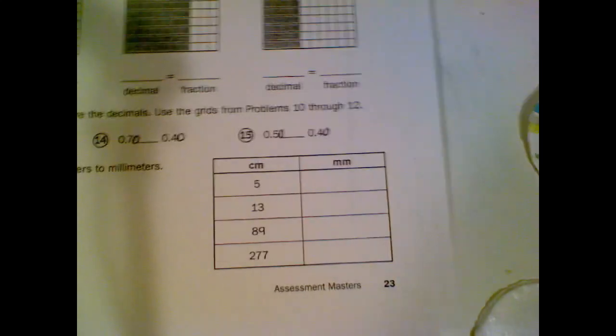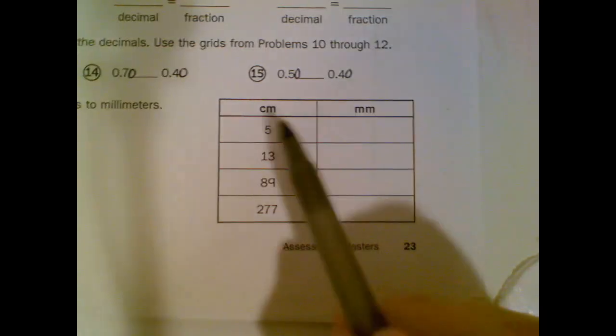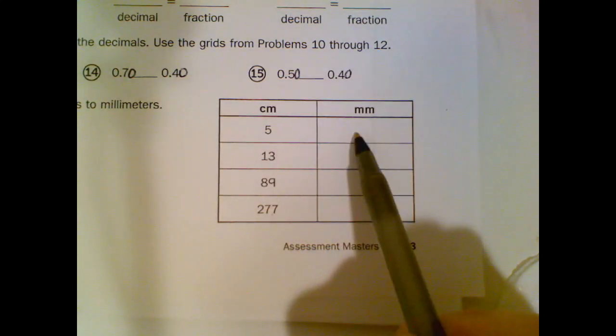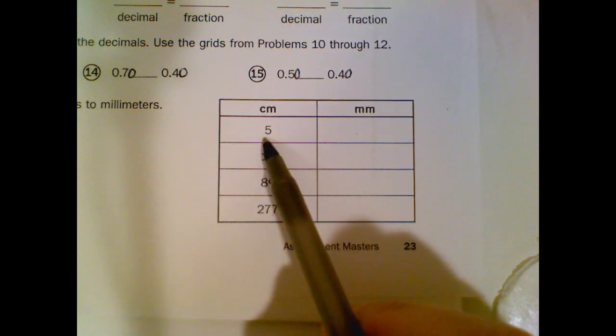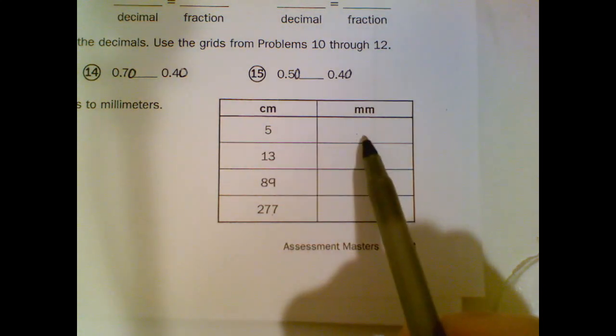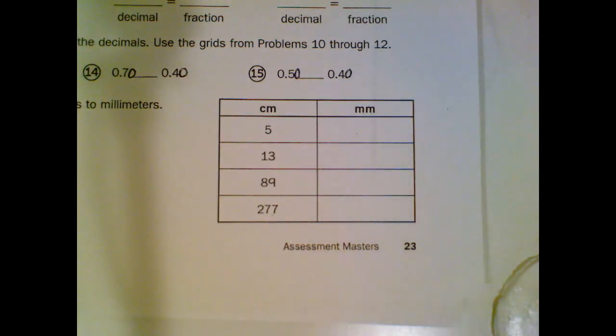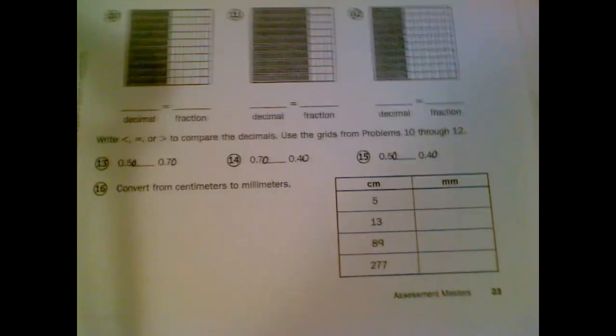The last one, feel free to use your paper ruler. I don't think you're going to really need to. I don't know, maybe. So this column is centimeters. They want to know how many millimeters that would equal. So if you had 5 centimeters, how many millimeters? And so on. Okay, so I just went over the directions for the last page of your test.